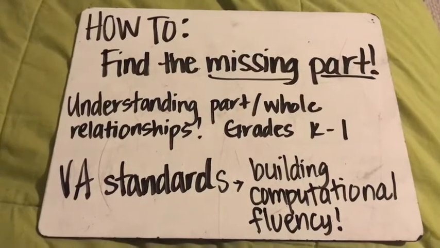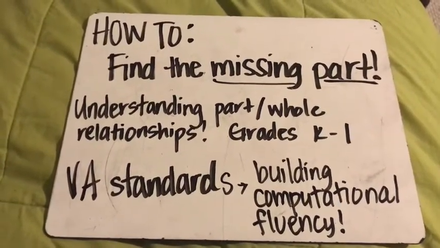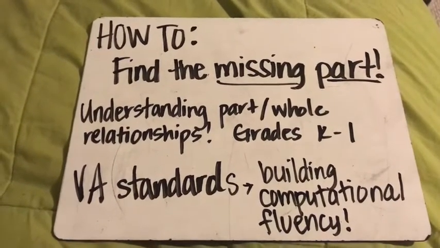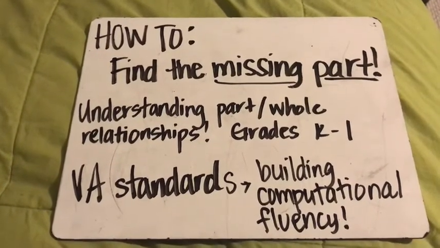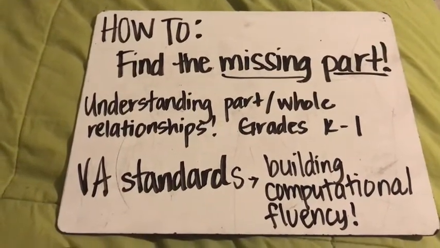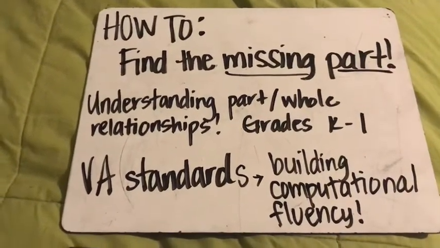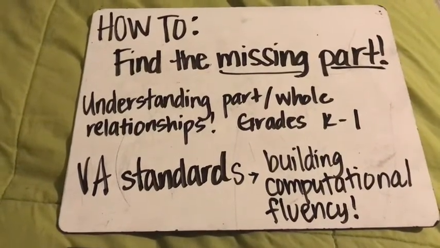I'm working on this for kindergarten, but it'll really be a good video for kindergarten through first grade. The focus of this video is to teach how to find the missing part. This is a huge idea in kindergarten and first grade. It goes under them understanding part-whole relationships, which is a prerequisite to really truly understanding computation.